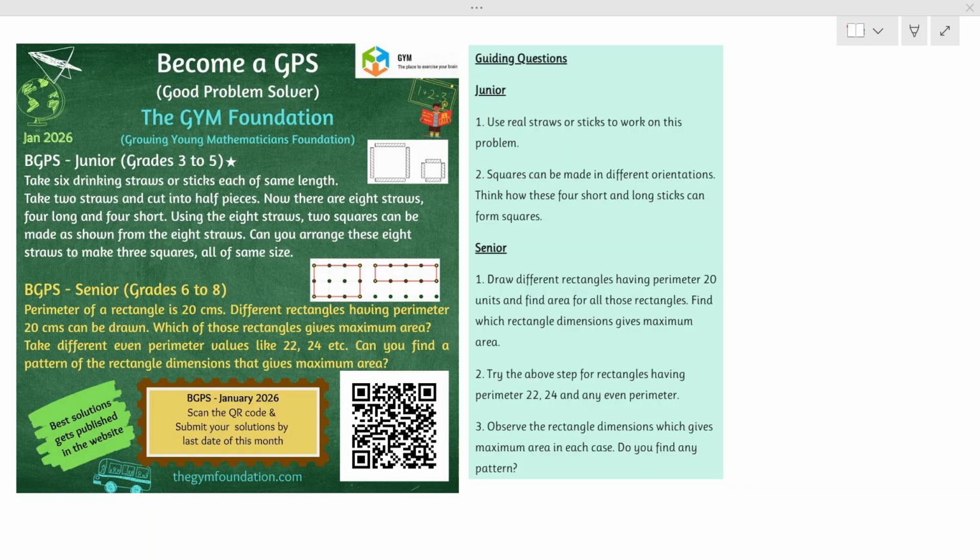This video showcases the solution for the senior problem published in January 2026. The problem is a very interesting exploratory problem that gives children an idea of how you can identify patterns and come up with interesting conjectures.